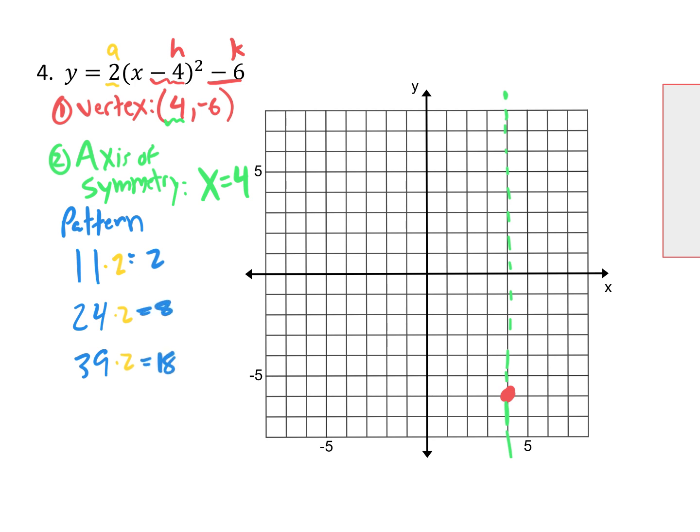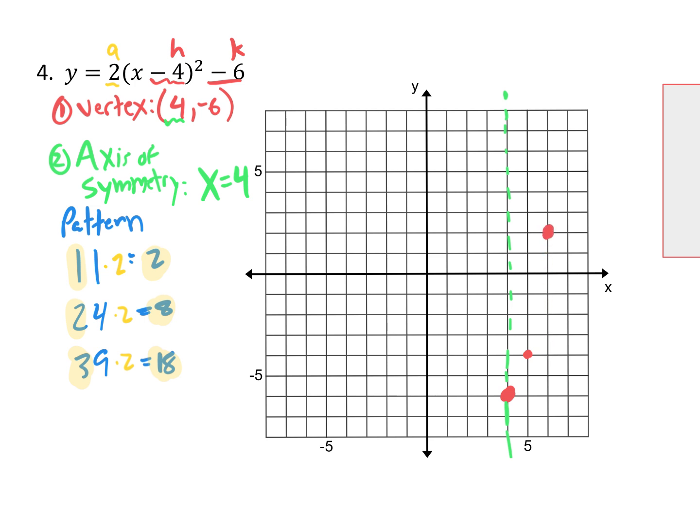So once again, the new modified pattern is 1 to the side and 2 up. Then you go back to the vertex, 2 to the side and 8 up. Then back to the vertex, 3 to the side and 18 up, which you might not use. So we're going to go 1 to the side, 2 up, and put a dot right there. And we go back to the vertex, 2 to the side and 8 up. So 1, 2, 1, 2, 3, 4, 5, 6, 7, 8.